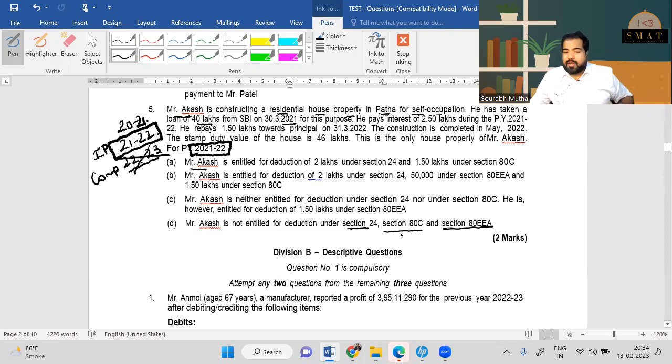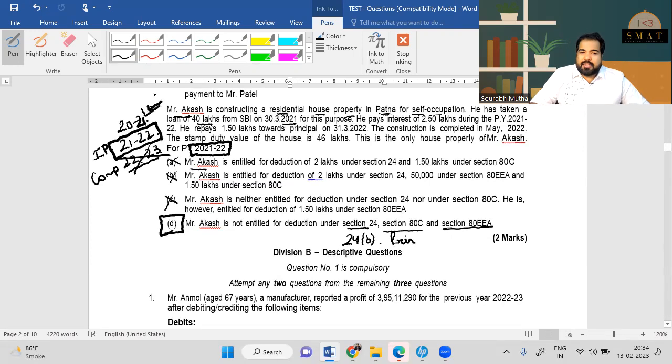Remember guys, all these deductions, whether it is interest under 24B, whether it is principal under 80C, or whether it is 80EEA, all these three sections, you will get deductions only when you start paying. Here you haven't started paying. So unfortunately, this is not the right answer. Neither is this, neither is this. Answer D is the right answer. That is question number 5.